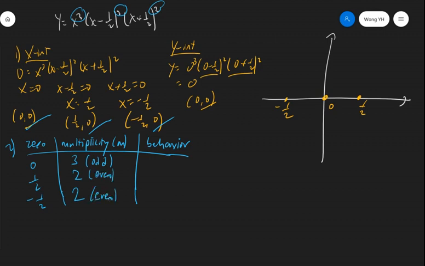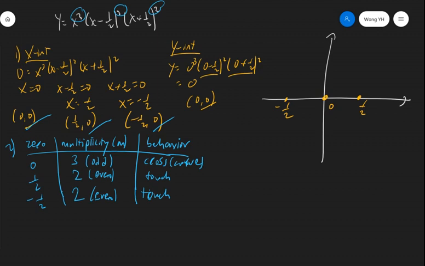So we have one odd number and two even numbers. You have to know the rule that an even m means it will touch. If it's an odd number, it will be crossing. And this one is an odd number that is not 1, so it's actually a curve that crosses. These are small details that many students ignore, because if we end up drawing a straight line that crosses, the graph is wrong.